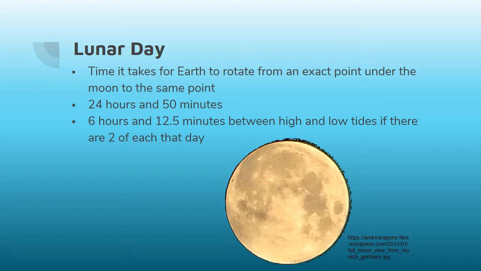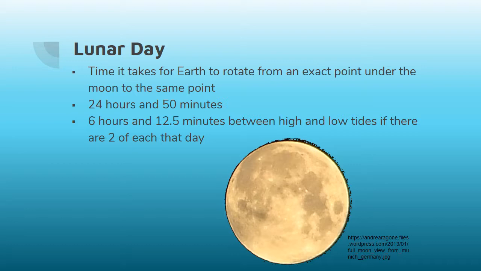And then a lunar day is something we need to talk about with tides, because moons do dictate the tides, which I will talk more about later. A lunar day is actually different from the 24-hour day that we are used to. It is the time it takes for Earth to rotate from an exact point under the moon to the same point under the moon, and this takes approximately 24 hours and 50 minutes.